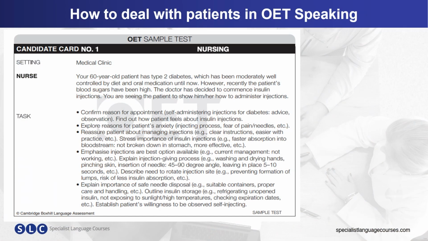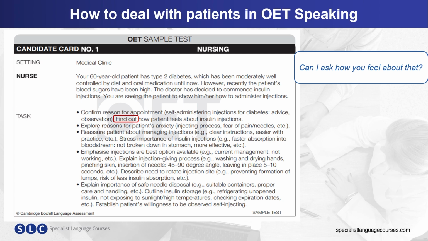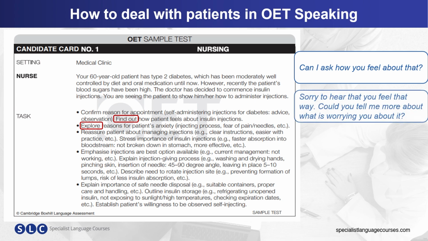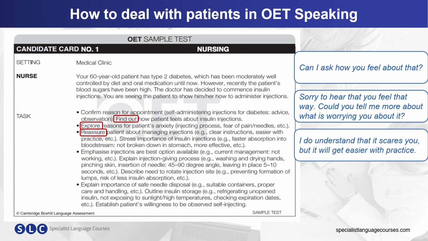Let's go. So while we're preparing for the role play, we need to predict how the patient may be feeling or any concerns they may have. For example, we can see here that we need to find out about how the patient feels about the insulin injections. So we could say, "Can I ask you how you feel about that?" We then see that you need to explore the patient's anxiety. So we might say, "Sorry to hear you feel that way. Could you tell me more about what is worrying you about it?" The task then asks you to reassure the patient. So you could say, "I do understand that it scares you, but it will get easier with practice."